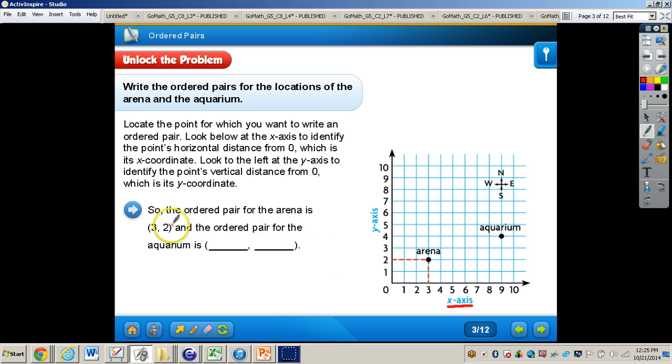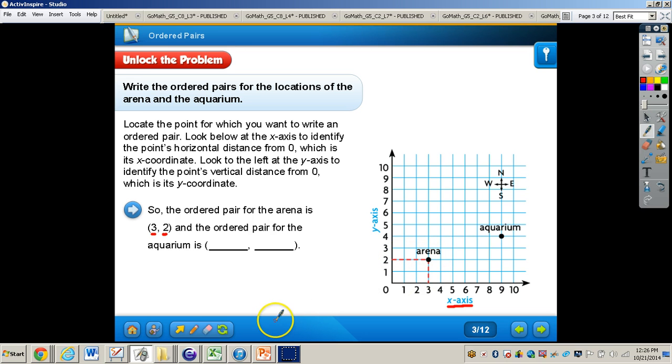So we can see that the x-coordinate is 3. Why do we know that it's 3? It's because if you come right over here on the plotted point, you can see it's lined right up with 3 on the x-axis, and the y-coordinate is 2. Why do we know that it's 2? It's because we're able to see that it is 2 up on my y-axis. It's right in line with my 2. So it's an ordered pair of 3, 2 for the arena.